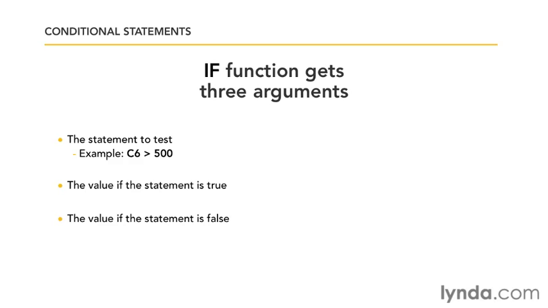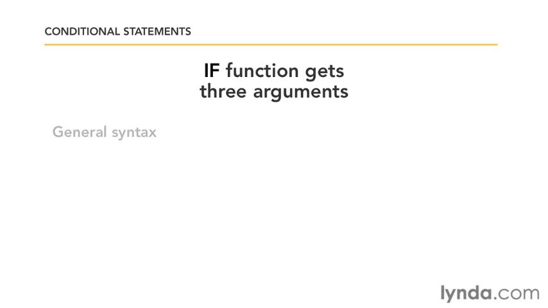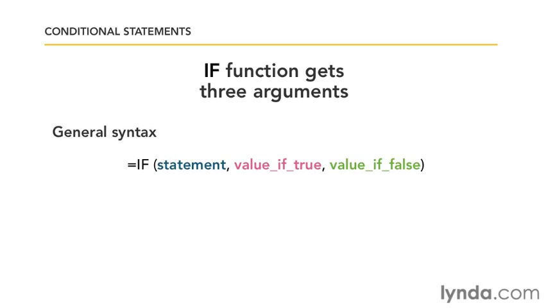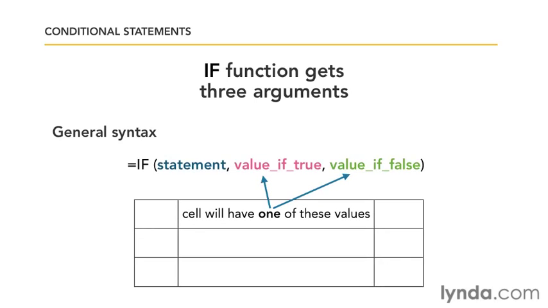and it'll output another value if that statement is false. So the general syntax of the IF function is equals IF, and then you make the statement, then you have the value if true, and then you have the value if false. Notice that these 3 arguments are separated with commas. That's really all there is to it. So let's take a look.